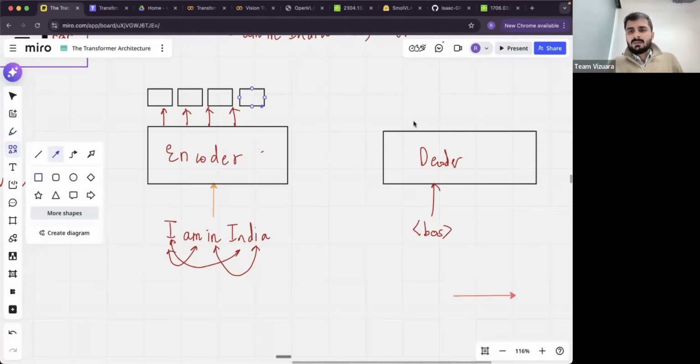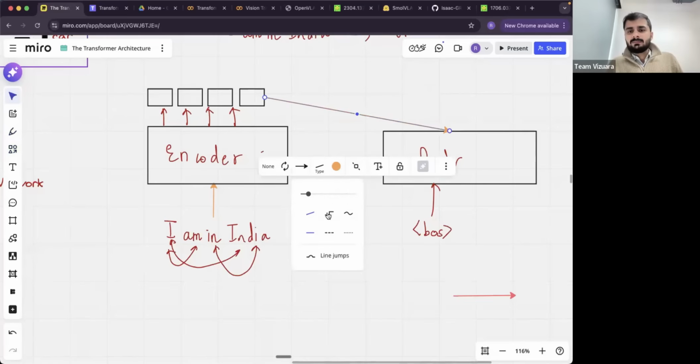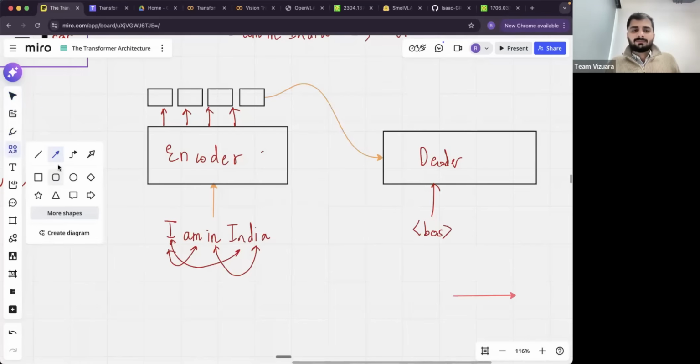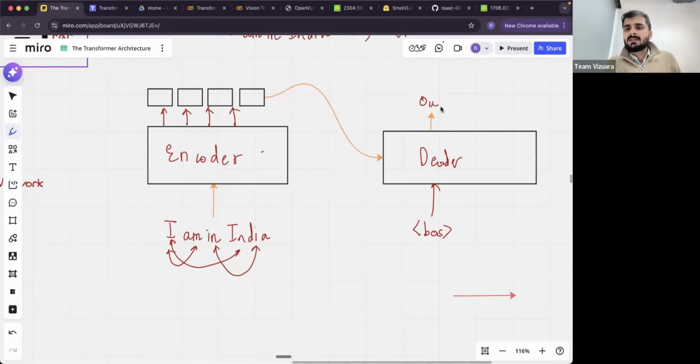And then it will use the keys and values which are coming in from the encoder side and do a cross attention. And then it will pass it through a feed forward network. It will project it into a vocabulary space and it will give an output at the end. The output we pick is the one with the maximum probability, which is, let's say, May.